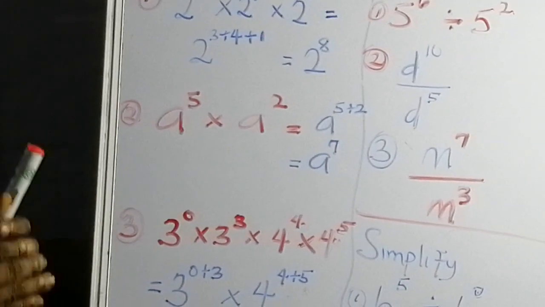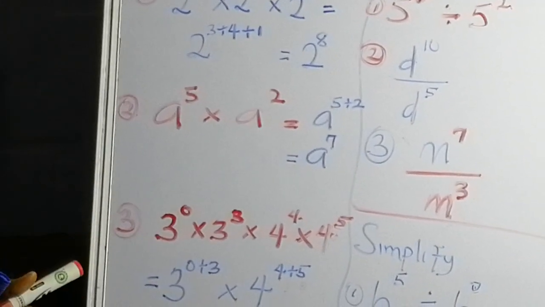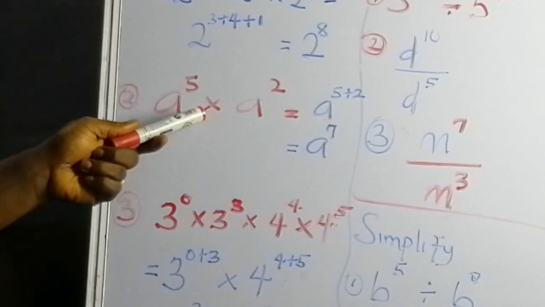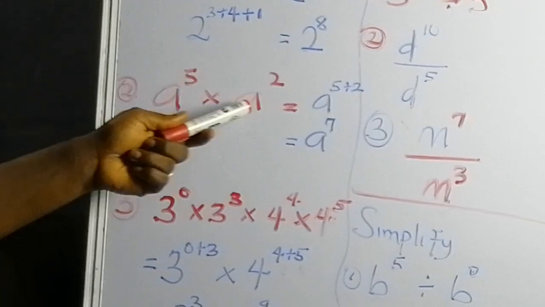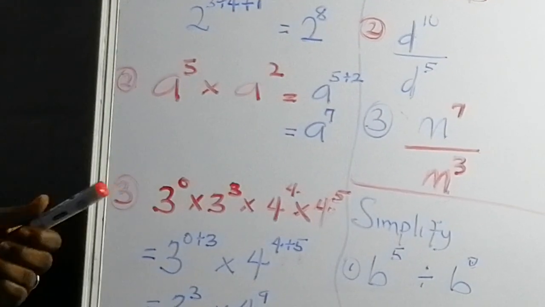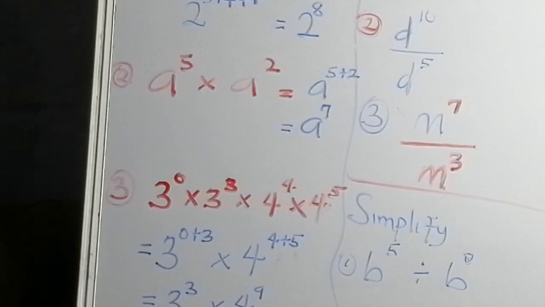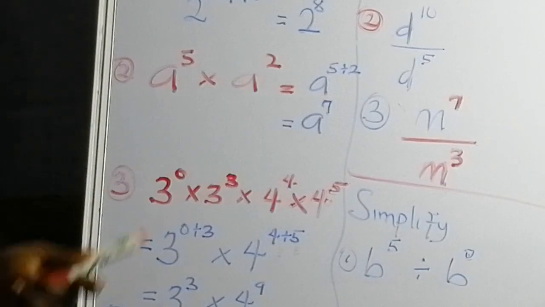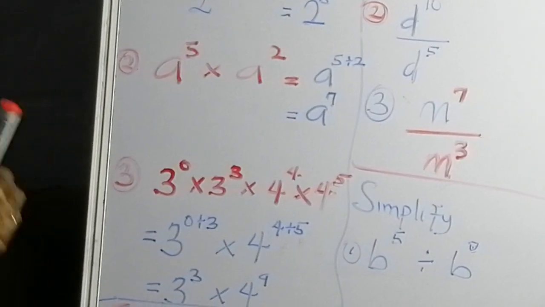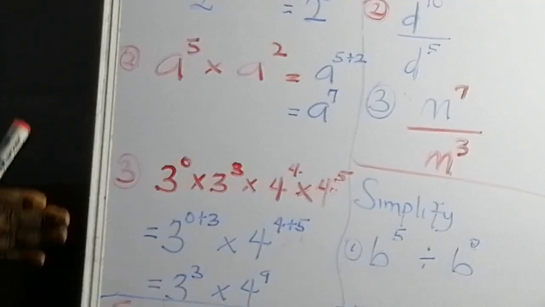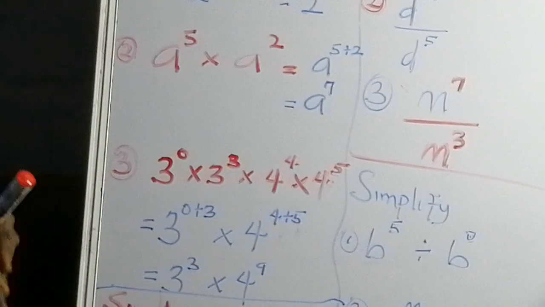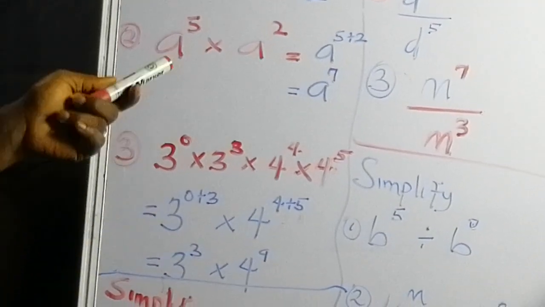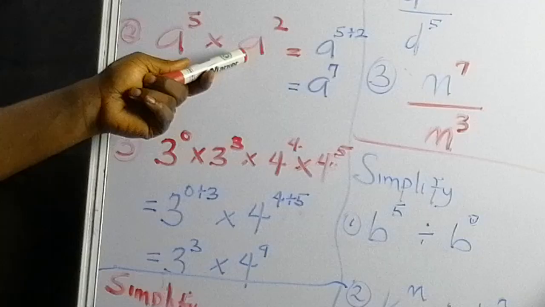In indices, you can also play around with alphabets, like I mentioned when I was introducing the topic. So look at this now. This is a raised to power 5 times a raised to power 2. This a raised to power 5 is the same thing as writing a in 5 places. This 2 raised to power 3 in example 1 is the same as writing 2 in 3 places. This 2 raised to power 4 is the same as writing 2 in 4 places. But indices makes it easy for us to shorten it. You don't need to write them in 5 places.